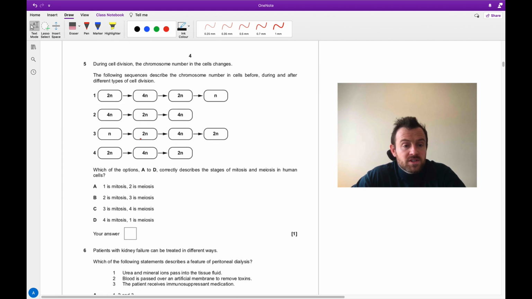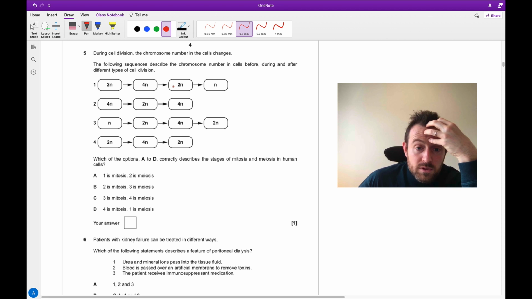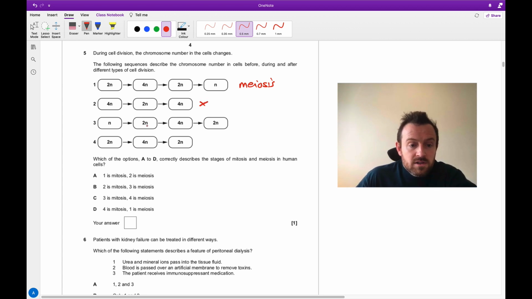5. During cell division, the chromosome number in the cell changes. Different types of cell division. Which of the following A to D correctly describes the stages of mitosis and meiosis in human cells? Okay, well, let's have a look. Okay, so 2N to 4N to 2N to N, this is meiosis. 4, this is nothing. That's just false. N to 2N to 4N, this is nothing. 2N to 4N to 2N, this is mitosis.